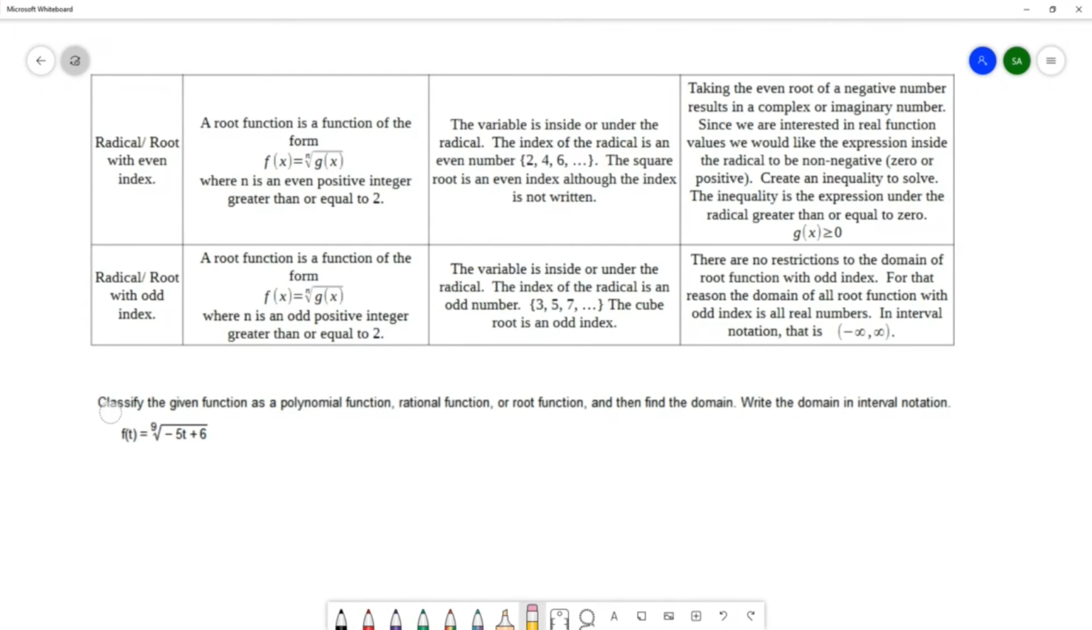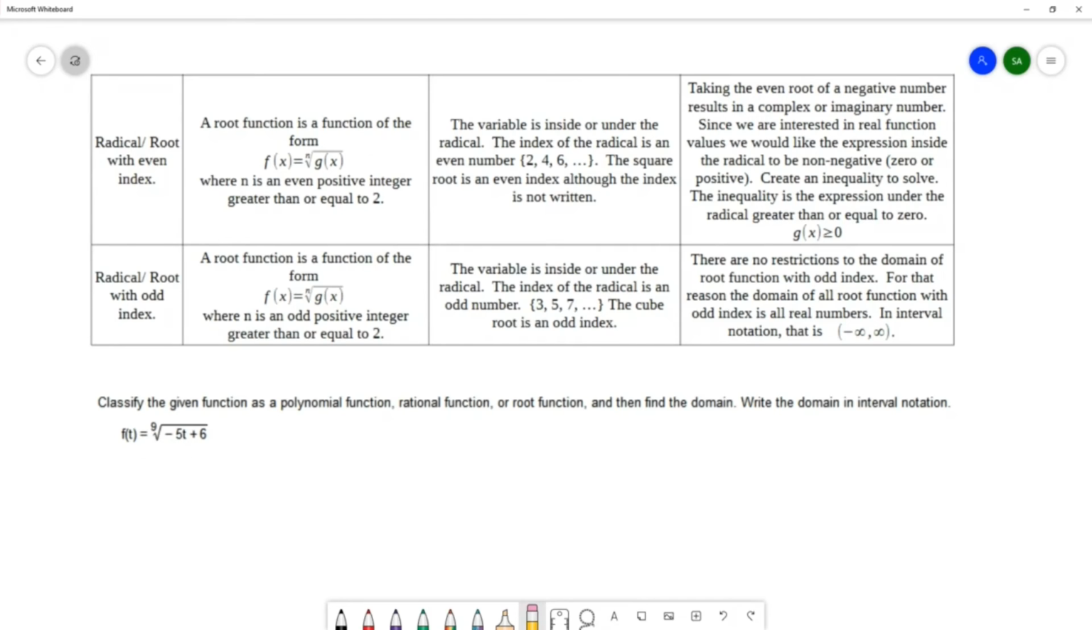For this question, we want to classify the given function as a polynomial function, rational function, or root function, and then find the domain. And we want to write the domain in interval notation. The function that we want to classify and find the domain for is f of t equals the 9th root of negative 5t plus 6.